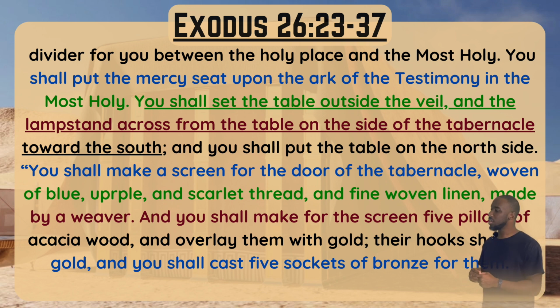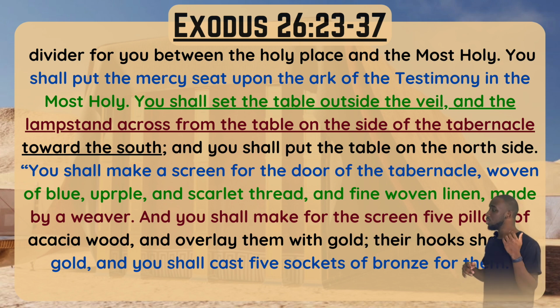Now, you shall set the table outside the veil and the lampstand across from the table on the side of the tabernacle toward the south. And you shall put the table on the north side. Remember, we talked about the lampstand. We talked about the menorah. And we hear the Father telling them, this is where you go. This is how you arrange this place. This is what it's supposed to be like. He's very specific because I can only imagine what it looks like up there in the throne room. And you shall set the table on the north side.